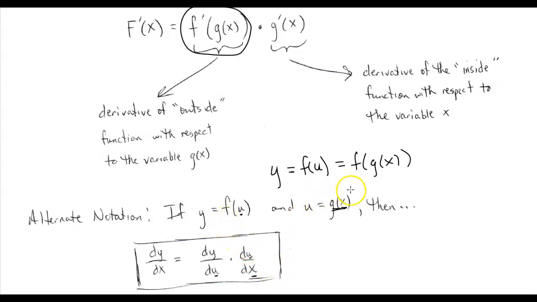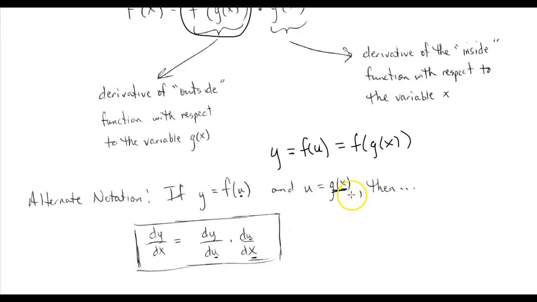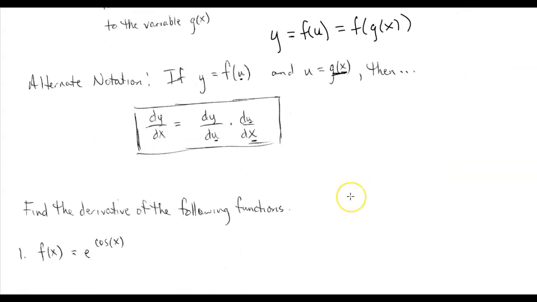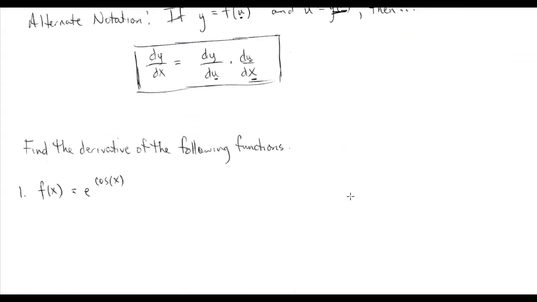All right, let's look at some actual examples so we can see how this actually works. This will be our first example. We want to find the derivative of this particular function. For this example, I am going to work it using both the prime notation and the Leibniz notation, just so that you can see it being done.